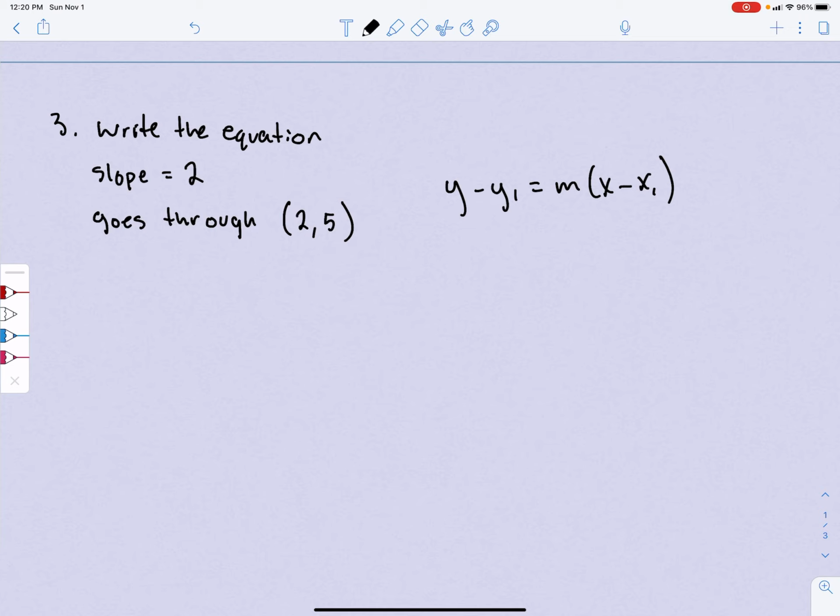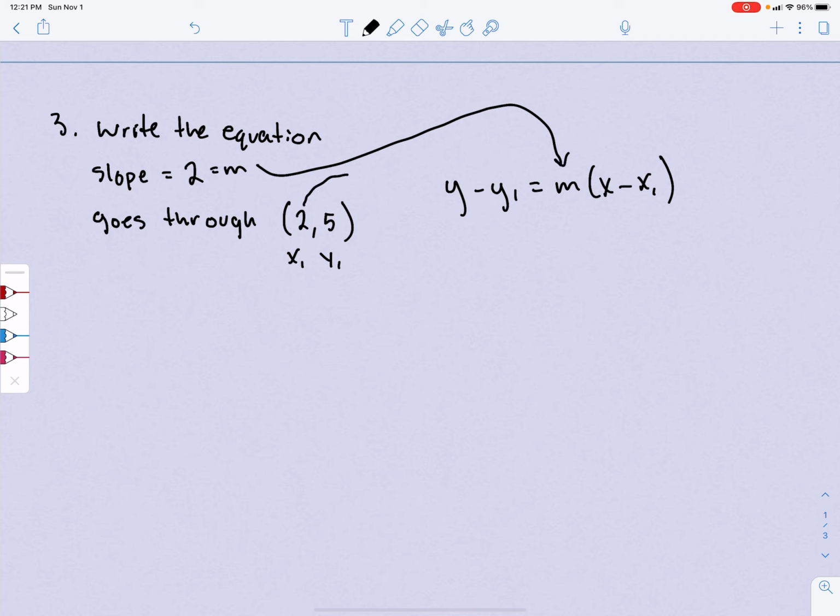So the first thing I need to do is label, just like we did in the last one. We know slope is equal to m. And then I can label this point just how we label all the other points, x1 and y1. We only have 1 point, so there's no x2 and y2. So now I take all of these things and plug them in. I'm going to take that 2 and plug it in for that m. I'm going to take this 2, this x1, and plug it in over here. And I'm going to take 5, which is y1, and plug it right there.